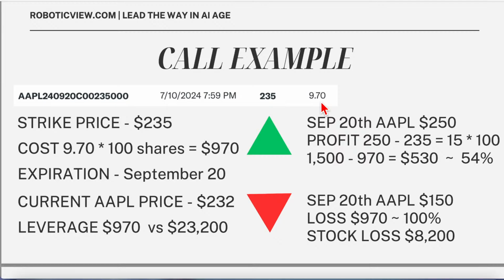Keep in mind that $9.70 is the premium, or price, just for one option. So usually you multiply this $9.70 price by 100, because you cannot buy options for less than 100 shares. Here we have a strike price of 235. We have to pay the premium if we want to buy this call. So that $9.70 times 100 shares gets us to $970. And options expire.